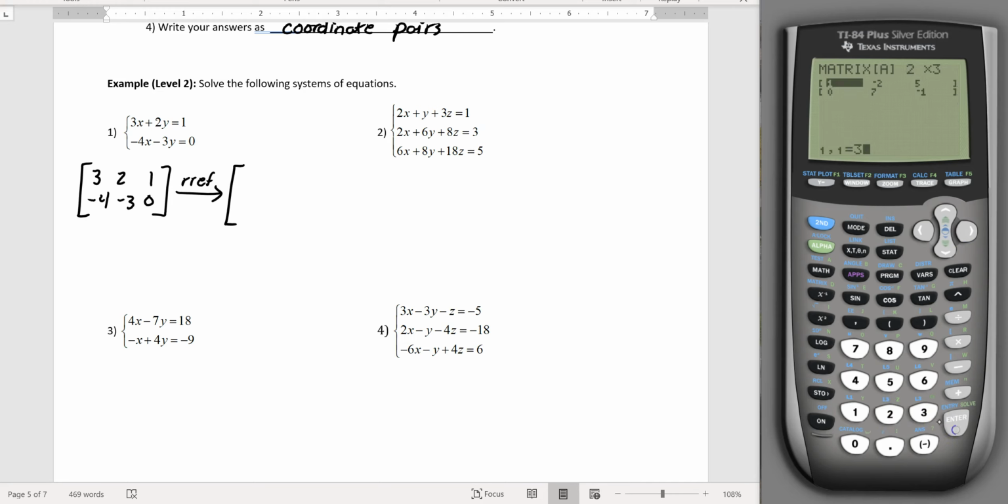We have 3, 2, 1, blast off. We have -4, -3, and 0.